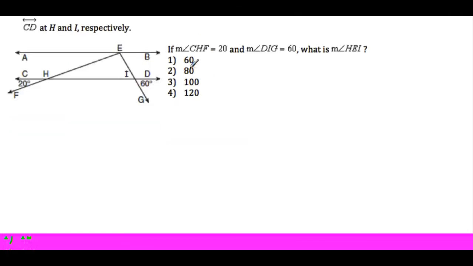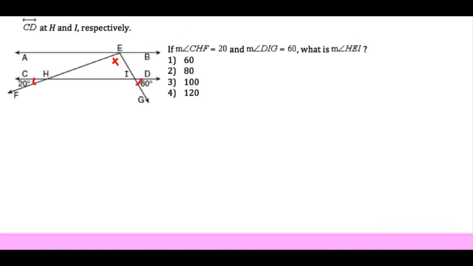Let us move on to number 3. Lines are parallel here. That means we have to think about corresponding angles, alternate interior angles, and things of that sort. So here we have CHF is 20. That's given right over here. And then DIG is 60. What is HEI? So let's call that x.